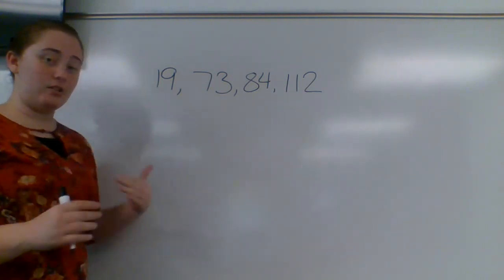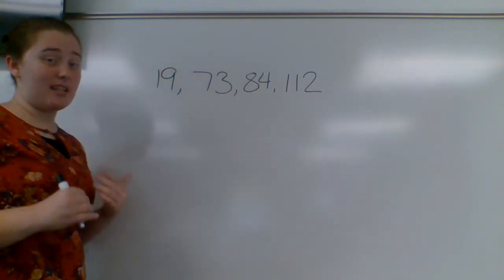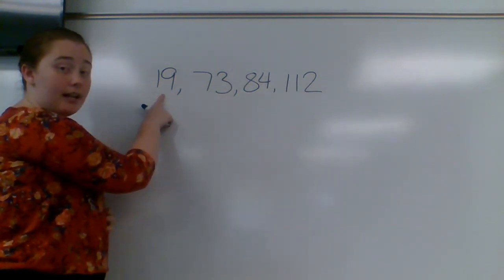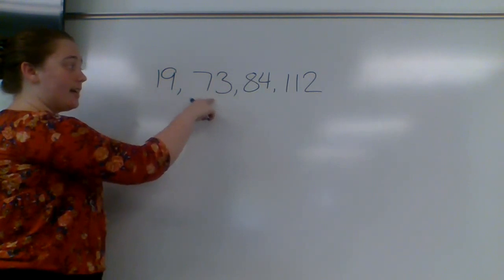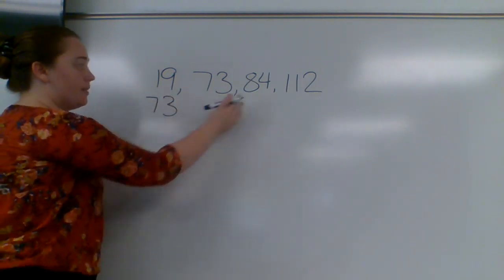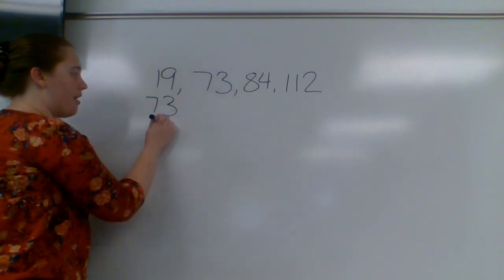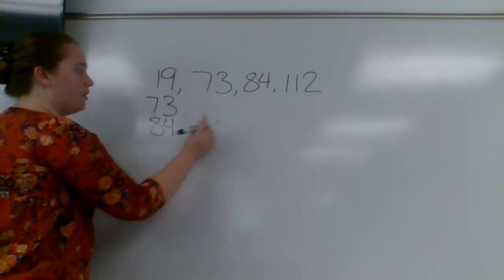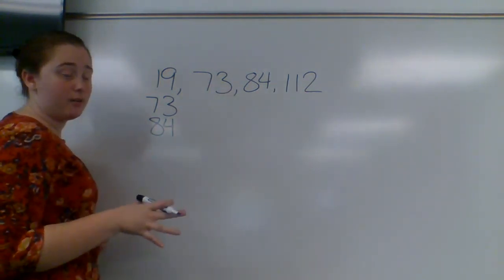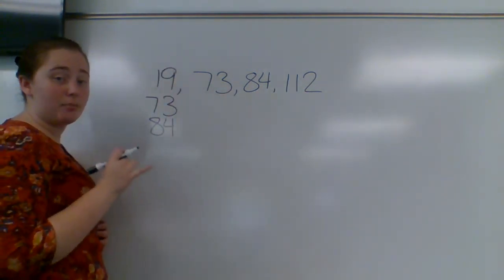But what I like to do, and it makes it a little bit easier for me, it might make it easier for you, is I will take this first number and I'll leave it there. I'll take this second number and copy it down underneath. So 73. Take this next number and copy it underneath that. 84. And this next number and copy it underneath. Now, something you need to be careful about when you're copying these numbers is keeping the place value correct.